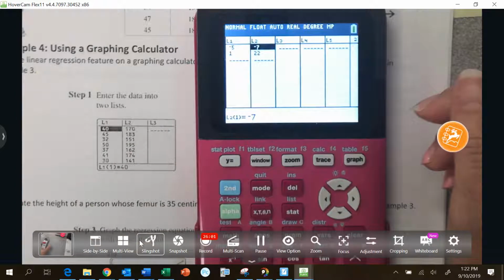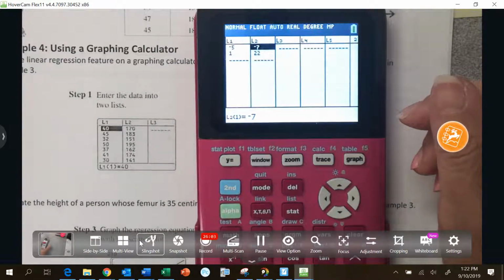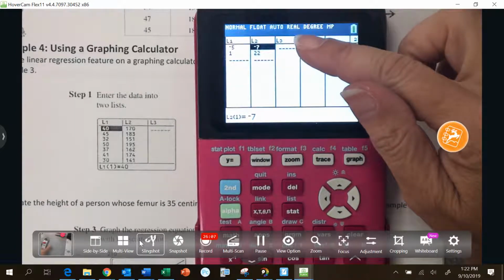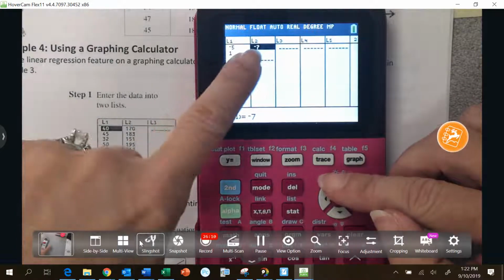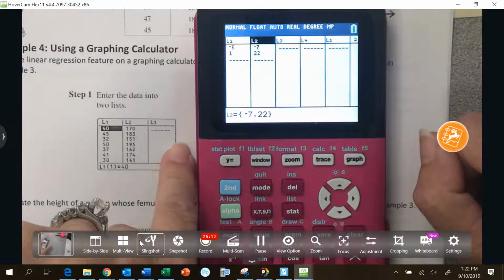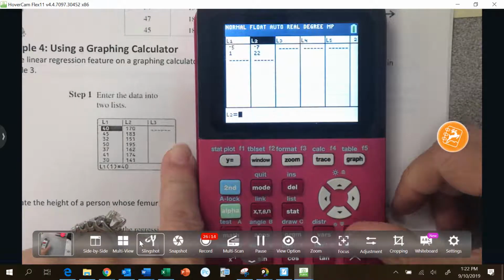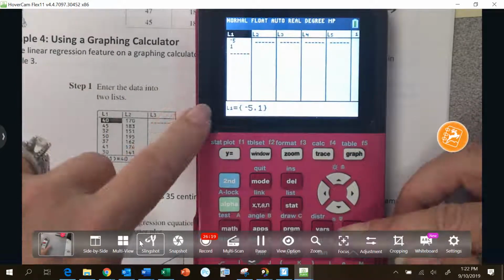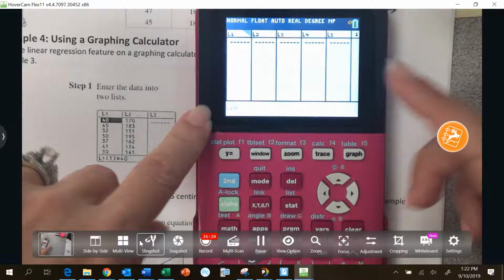Edit. Now, I have some stuff in there because I must have used it last year. So if you want to clear anything that's in there, we go up to the top of the column and you hit clear, then you hit enter and it clears the column. You go up to the top, you hit clear, enter, and it clears the column and you're ready to enter.